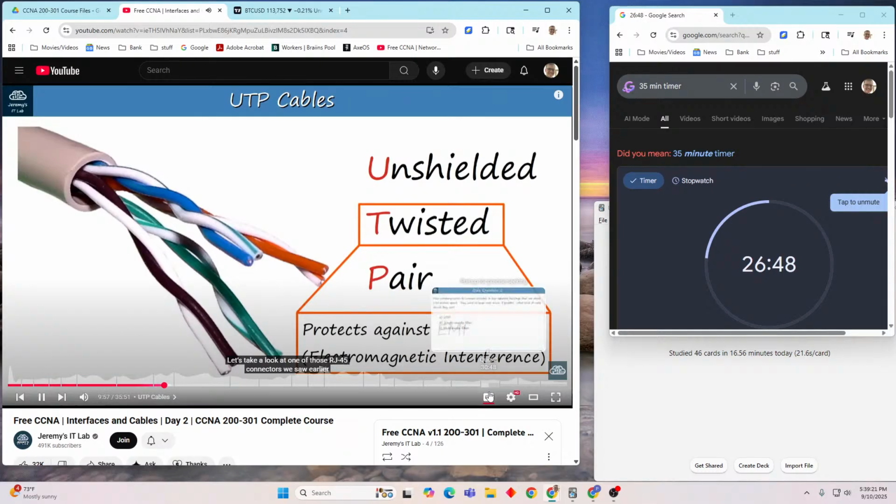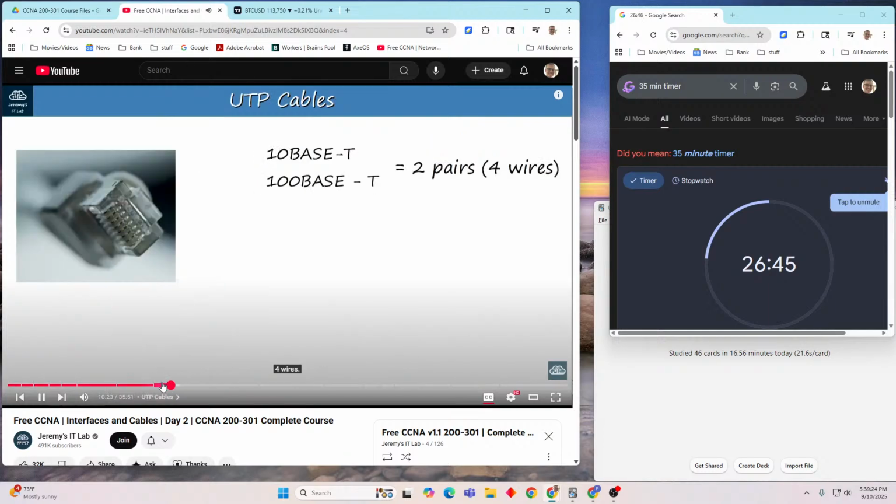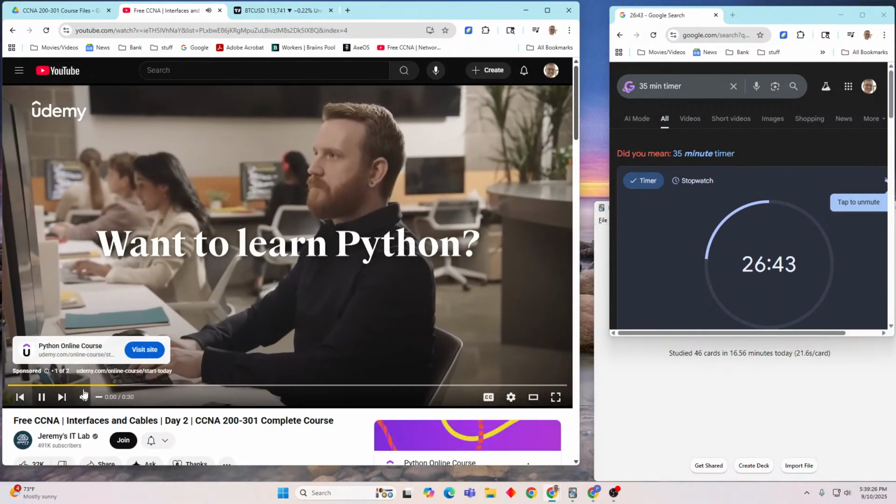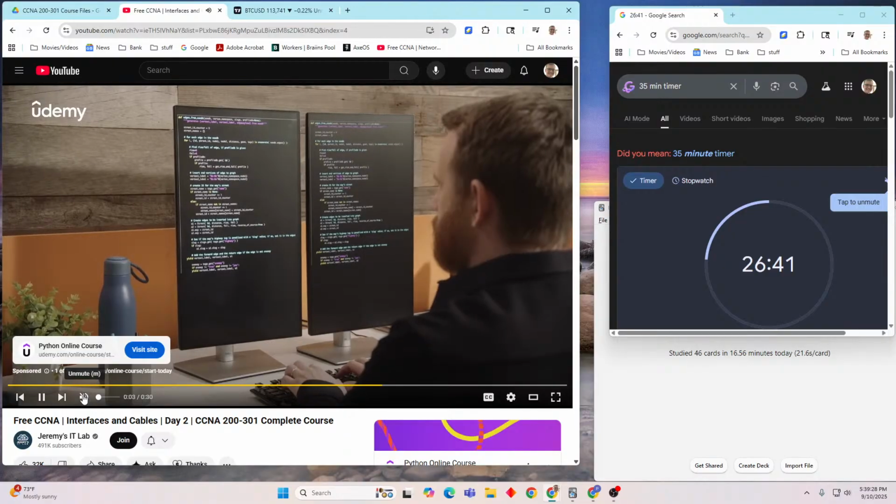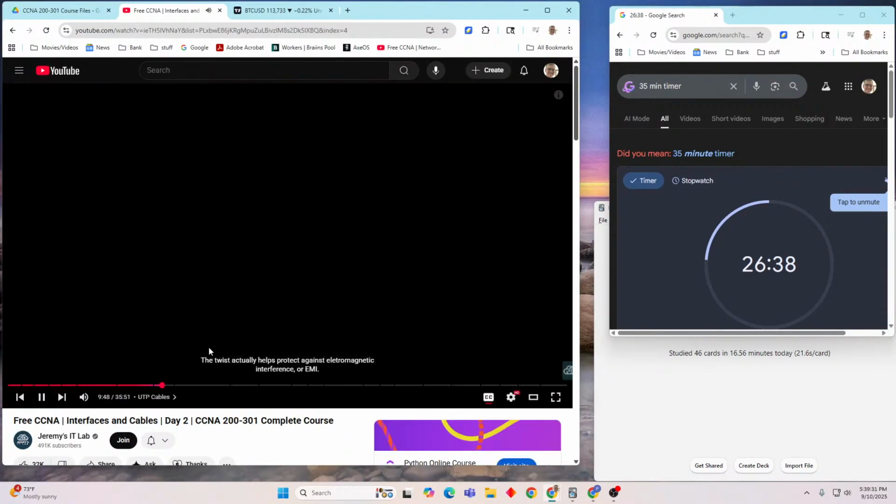Let's take a look at one of those RJ45 connectors. The answer is C. If you want to learn Python for or engineering, then you need EMI.